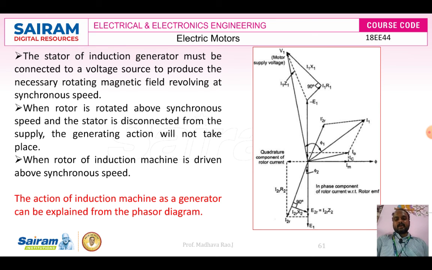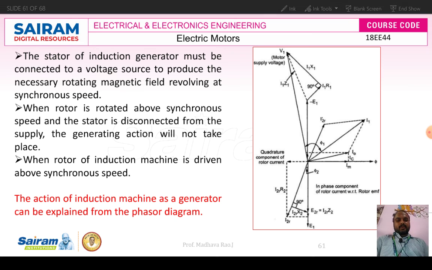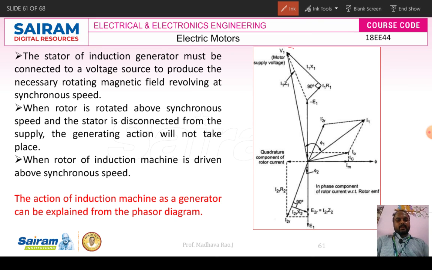Now we will see the phasor diagram of the induction generator. It is similar to a two-winding transformer. The stator of the induction generator must be connected to a voltage supply to produce the necessary rotating magnetic field revolving at synchronous speed. Here V is the supply voltage and E1 is the induced voltage in the stator.